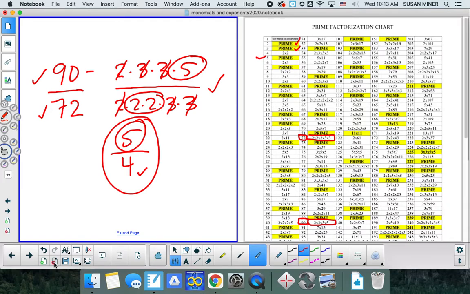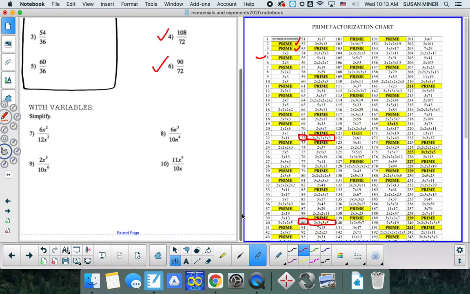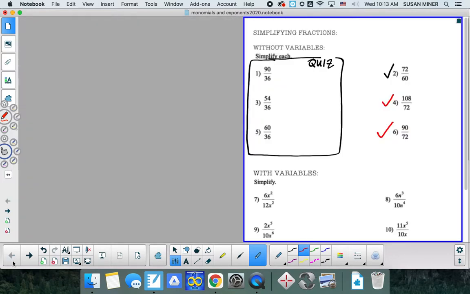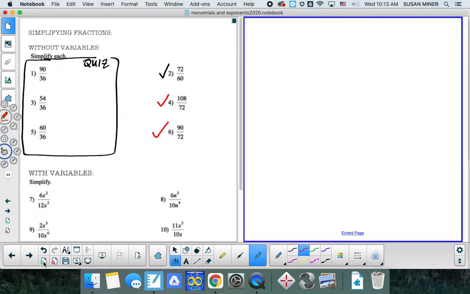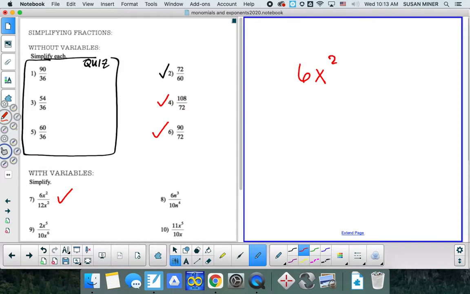Let's take a look now, though, at some fractions that have variables in them. And how are we going to reduce? I'm going to put up another page here real quick. Okay. How do we reduce a fraction that has variables in it, right? So this one is 6x squared and 12x squared. Well, this is awesome because anytime I have the same number on top and bottom, they're going to cancel each other out, right? Those two are going to cancel each other out. They're the same number. And so then I can just reduce this one.